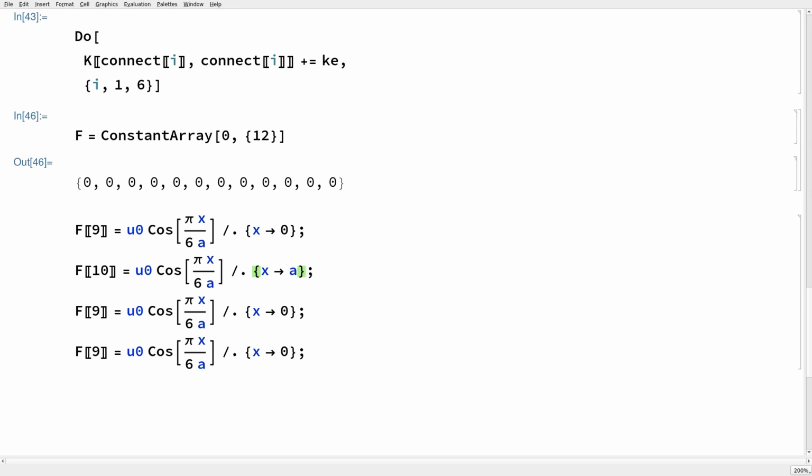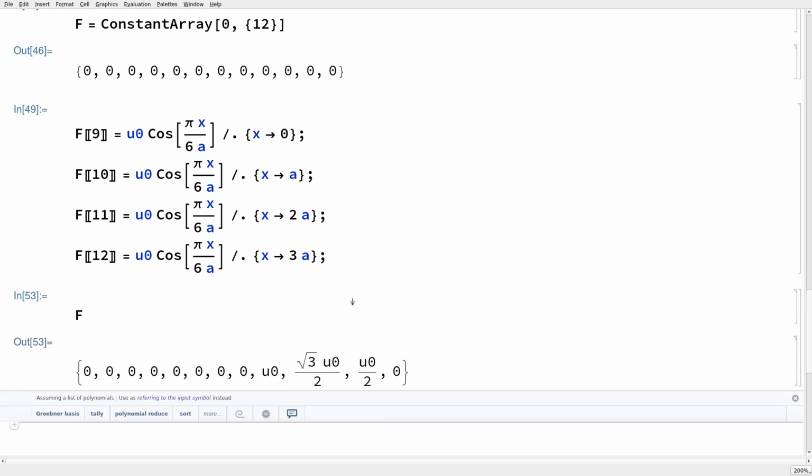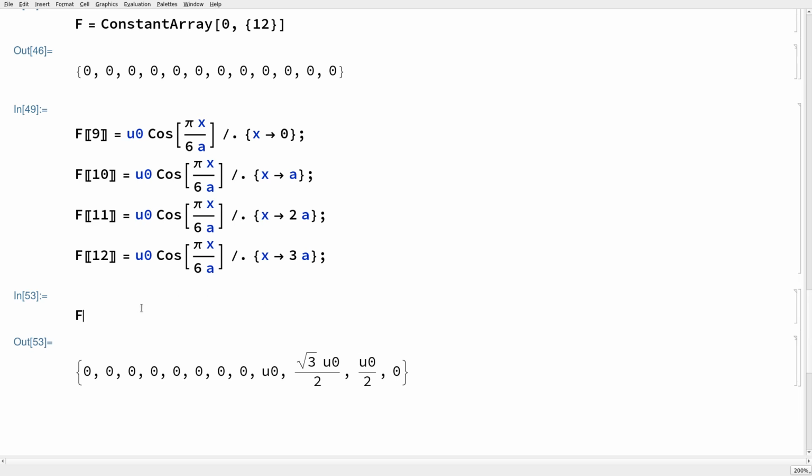So node 10 is x equal to a. Node 11 is 2a. Node 12 is 3a. Okay, so now if we look at what f is, it looks like that. And then, of course, on the right-hand boundary, there's zeros. Well, since I initialized the array at zeros, they're already there.